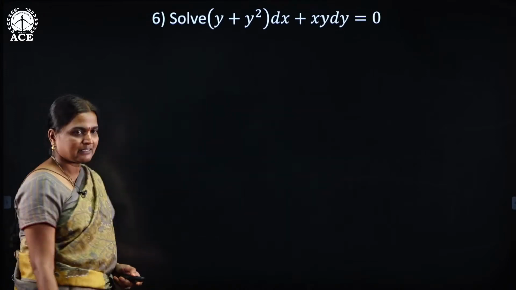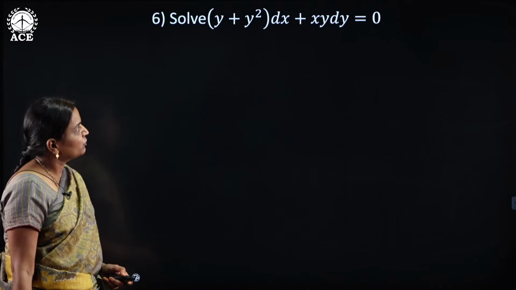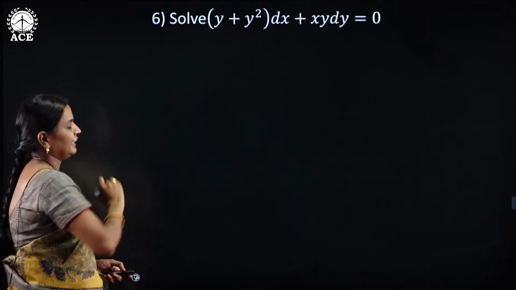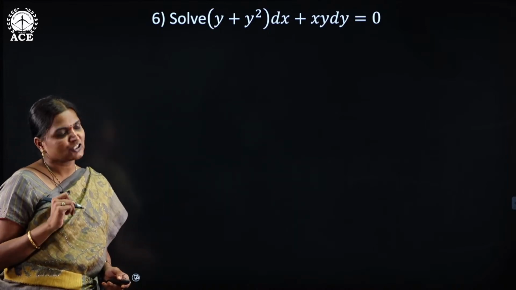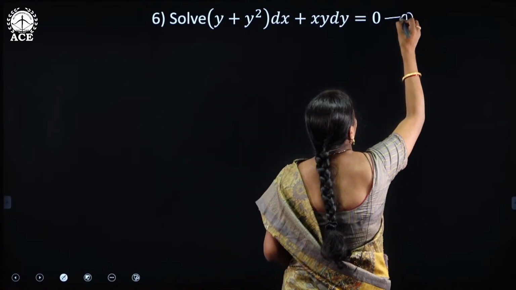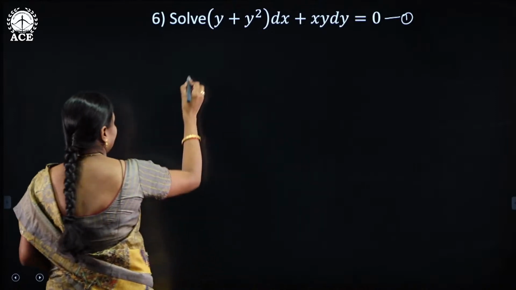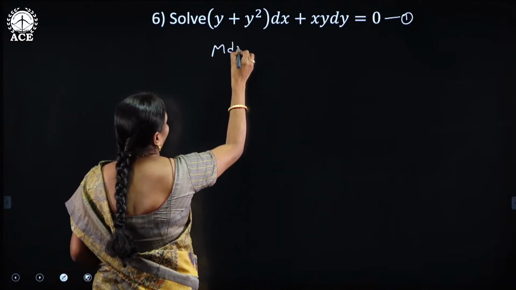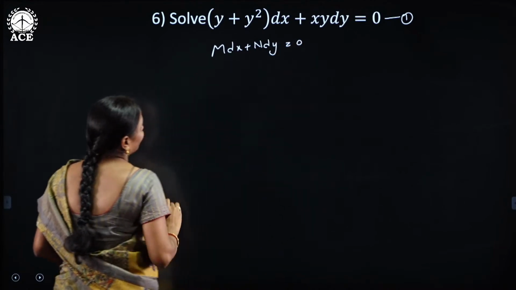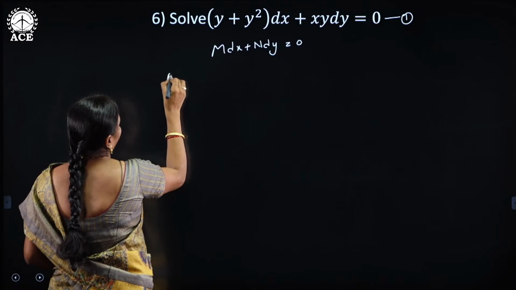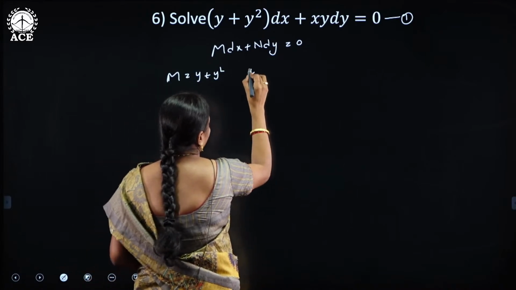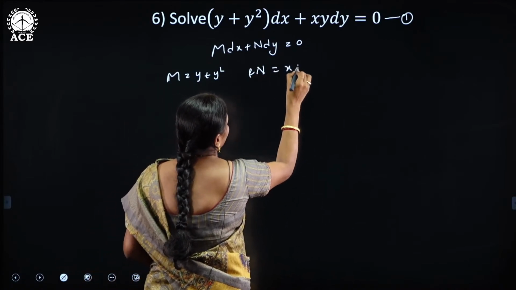Next question. Solve y plus y square into dx plus xy into dy equal to 0. When the question is in this form, first check the condition for exactness. So first consider equation 1, and equation 1 is of the form, what is the standard form? M dx plus n dy is equal to 0. If we compare these two, what is the m? M is equal to y plus y square, and n is equal to xy.